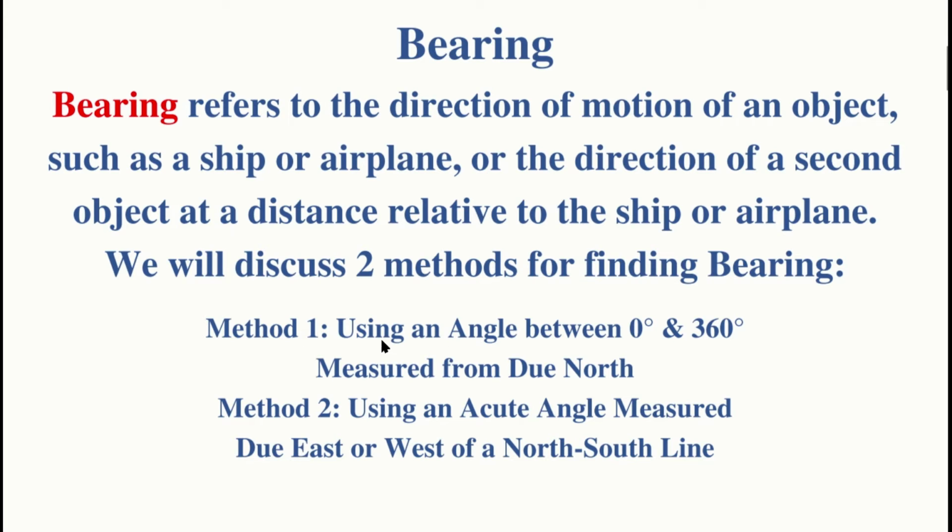The first method uses only a single angle and nothing else. And that angle will be between 0 and 360 degrees, and it's always measured from due north. The second method is going to use an acute angle, which means not that wide of a range. It's only going to be between 0 and 90, and it's measured due east or west of an imaginary north-south line. We'll see what that means when we get to them more clearly.